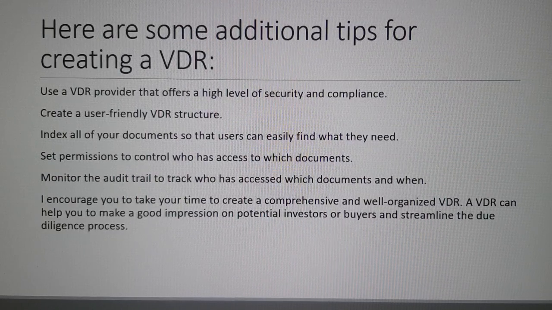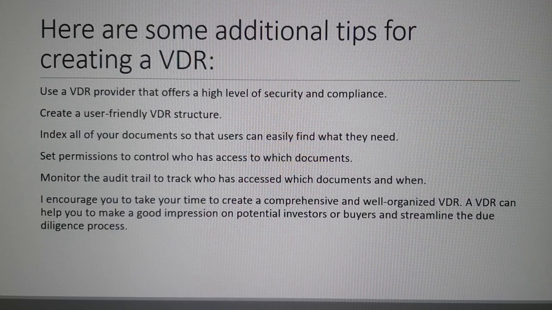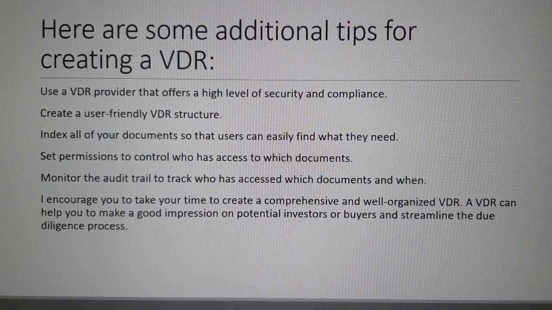Here are some additional tips for creating a VDR. Use a VDR that offers a high level of security and compliance. Create a user-friendly VDR structure. Index all of your documents so that users can easily find what they need. Set permissions to control who has access to which documents. Monitor the audit trail to track who has accessed which document and when.